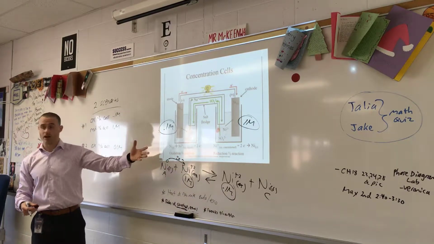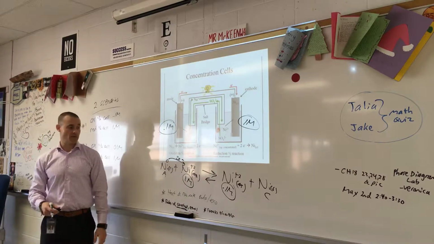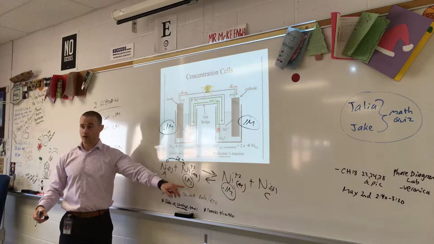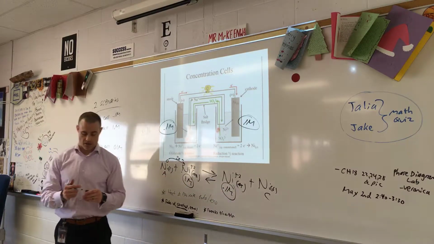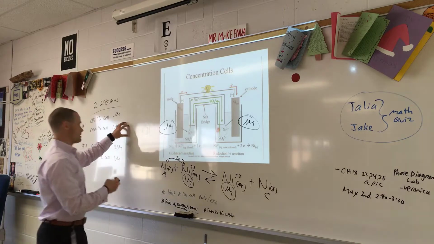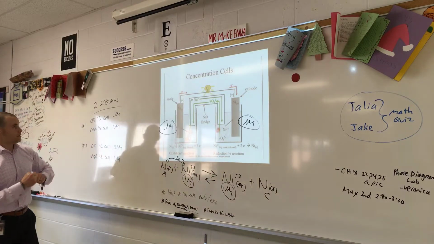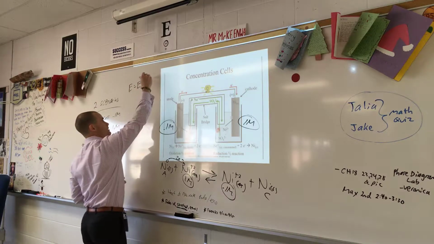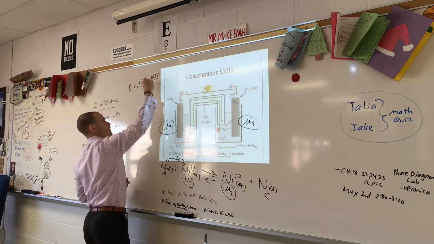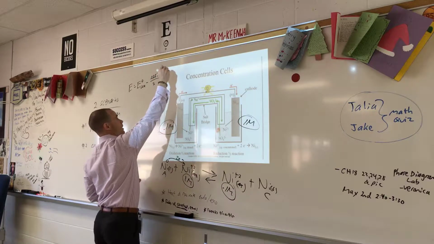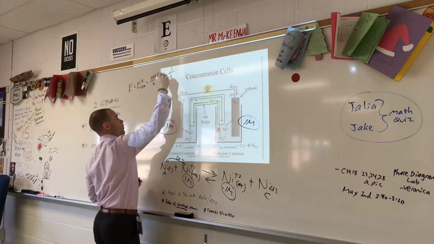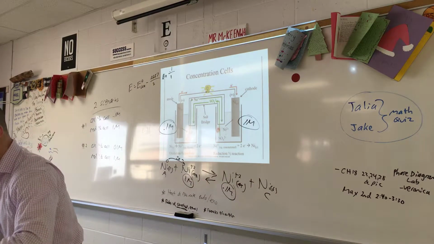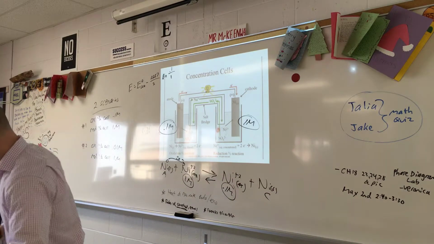Why is this really important to understand? Now you can calculate Q. So my Q is going to be 0.1 over 1. So let's actually calculate this. Now, in this scenario, we have E equals E cell minus 0.0257 over 2 times the natural log of 0.1 over 1. Is that the right number? I think it is. 0.02. Yeah? Okay.